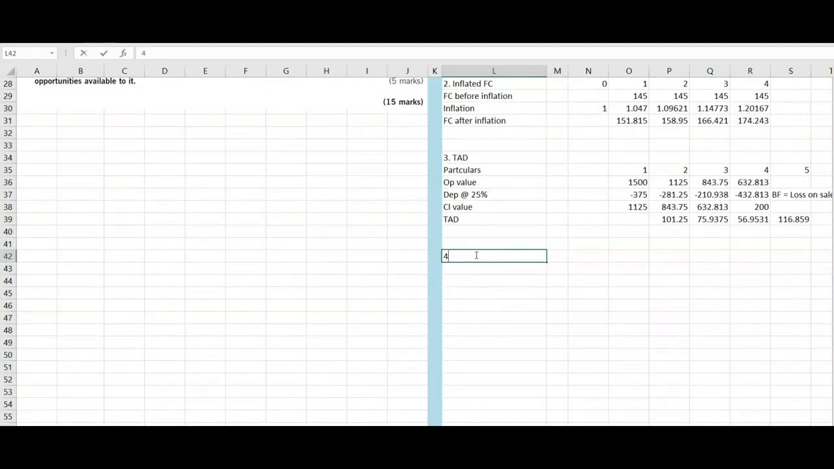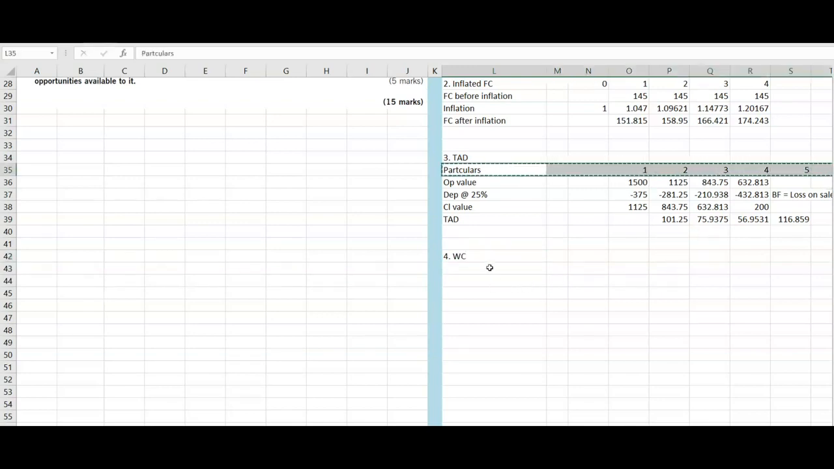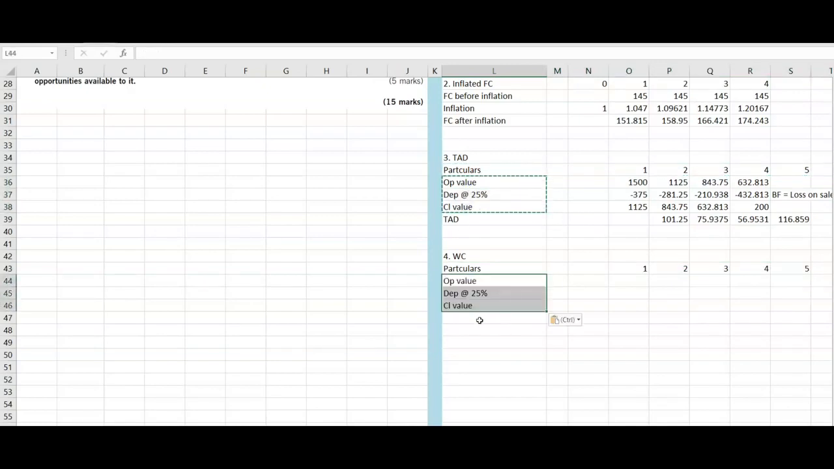So we'll start from here. So working capital. So working capital, again, we can have these numbers so that it's quite easy to calculate. So we have all the years. Working capital, he says, there's an opening value and there's an inflation and there's a closing value. So we can take this off. It's an inflation.